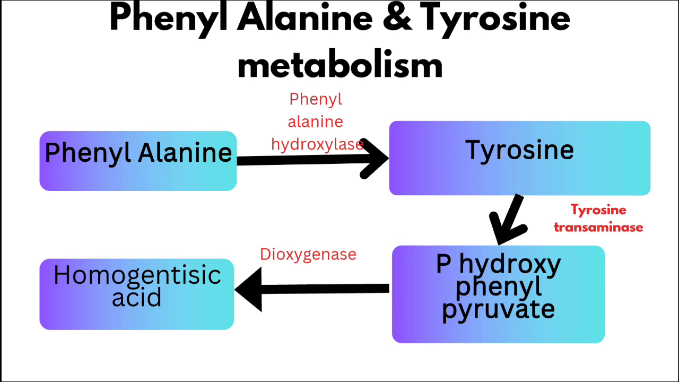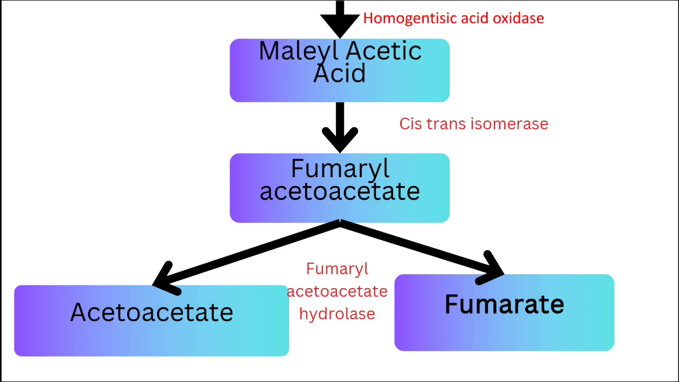Phenylalanine metabolic steps. Phenylalanine converts into tyrosine by phenylalanine hydroxylase, which later turns into para-hydroxyphenylpyruvate by tyrosine transaminase, which again converts into homogentisic acid by dioxygenase enzyme. This HGA, under homogentisic acid oxidase action, changes to maleylacetoacetic acid, which changes later to fumarylacetoacetate by cis-trans isomerase. And finally, we get two products, acetoacetate and fumarate, by fumarylacetoacetate hydrolase.